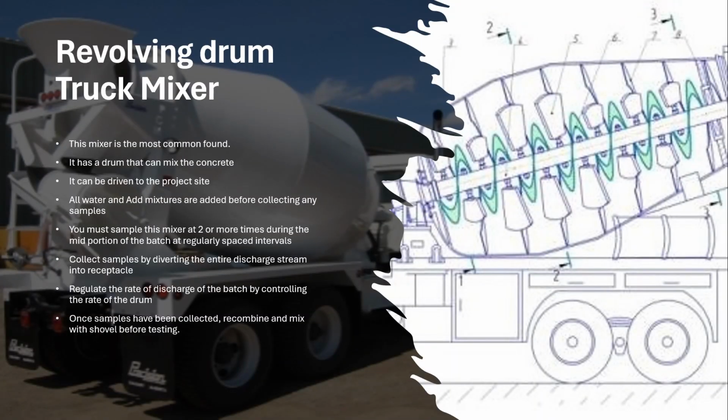Revolving drum truck mixer. This mixer is most commonly found. It has a drum that can mix the concrete. It can be driven to the project. All water and admixtures are added before collecting any samples.